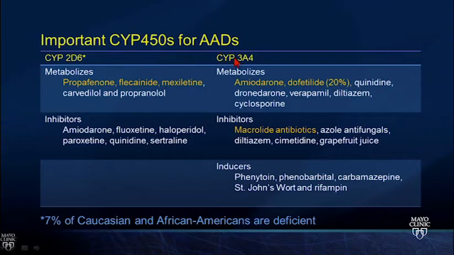Now the cytochrome 3A4 family metabolizes several drugs. Notably, the ones that are important are amiodarone and dofetilide. There are several inhibitors that can increase the levels of the drug. There are inducers which can decrease the level of the drug and make it less useful.